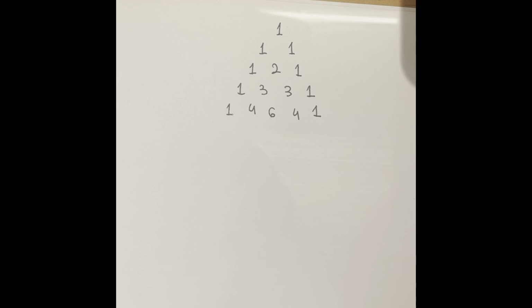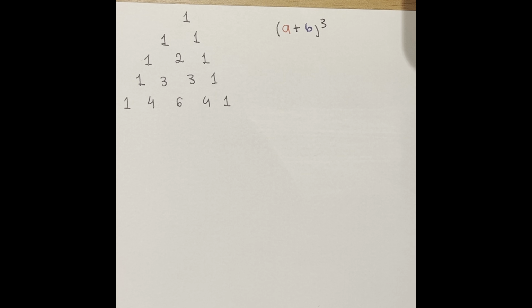So how is this important for us? Okay, so for a plus b to the second, we could have just used regular expansion. But here, for example, where we have a plus b to the power of 3, Pascal's triangle will make our lives much easier. So let's do this example over here. We know that our coefficients are going to be 1, 3, 3, 1.